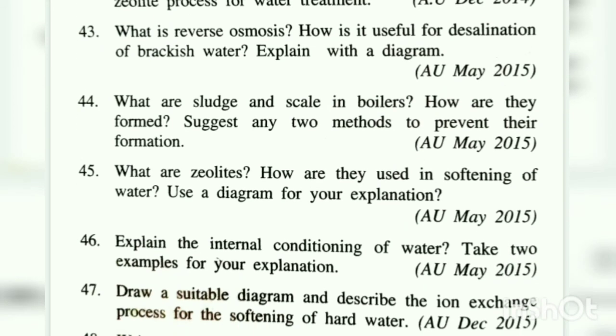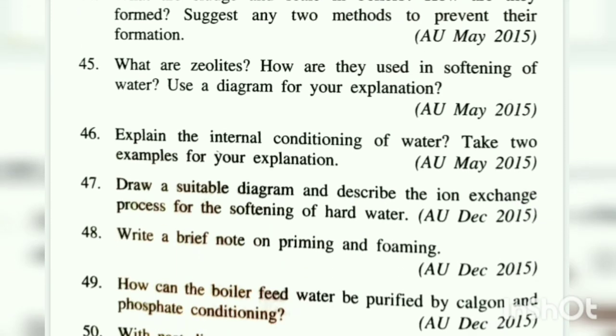Then 44, what are sludge and scales in boilers? Sludge and scale எழுதிட்டு you have to write the method used to prevent it. Okay. Then 45, zeolites with diagram. Then 46, internal conditioning of water. Then 47, ion exchange process.